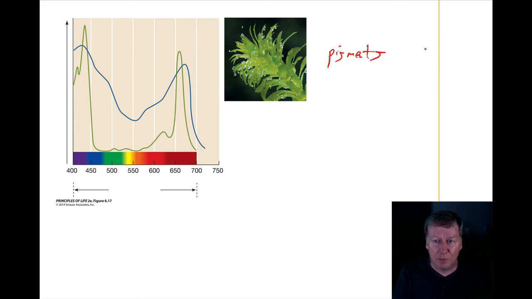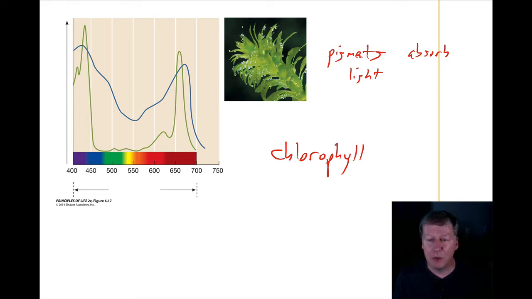So pigments absorb wavelengths of light, or absorb light. And there are a variety of different types of pigments out there, but the main one that we use in photosynthesis is called chlorophyll. Chlorophyll is by far the most abundant type of pigment used in photosynthesis. And this graph here represents what we call an absorption spectrum. It is telling us how well certain pigments absorb different wavelengths of light.